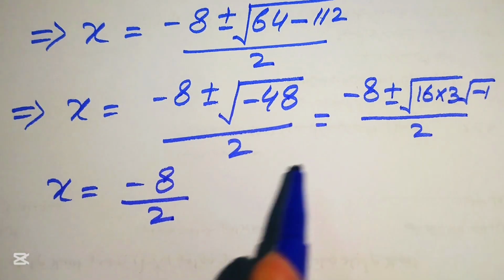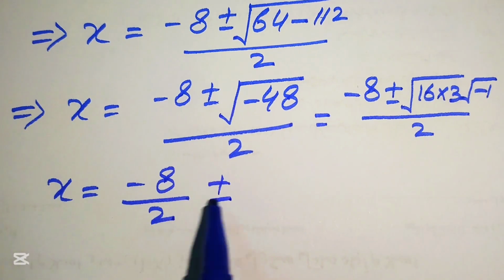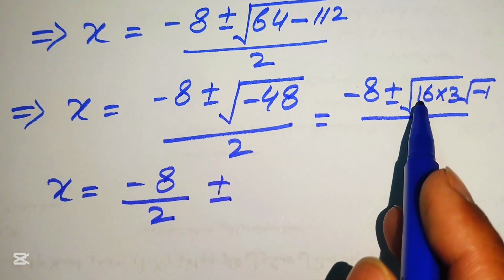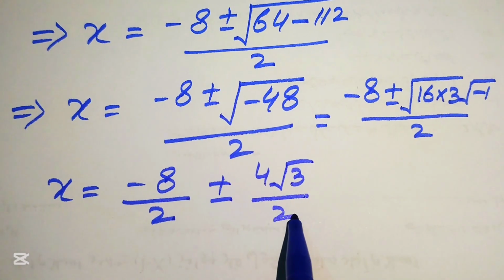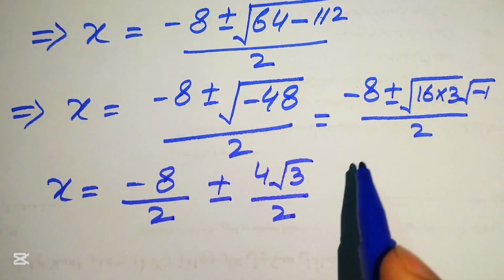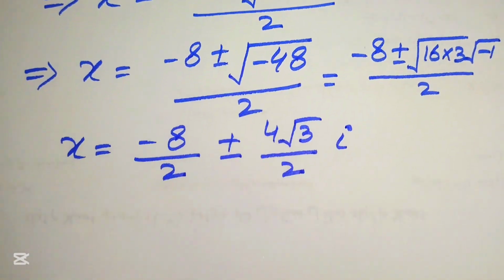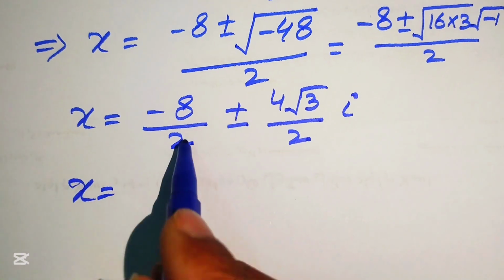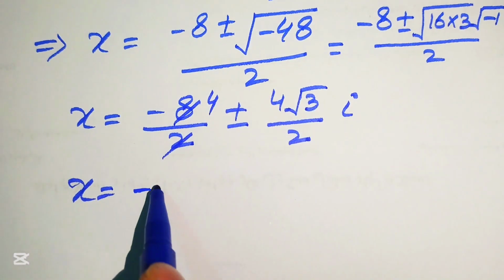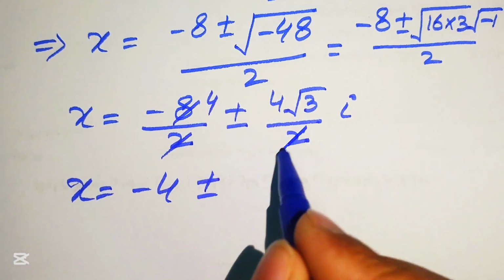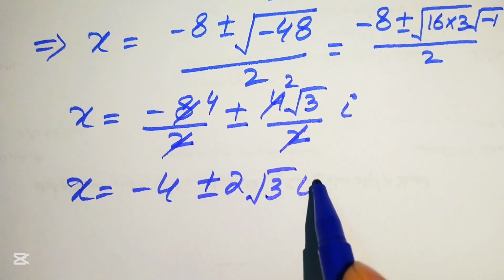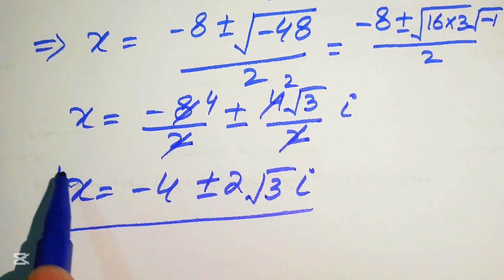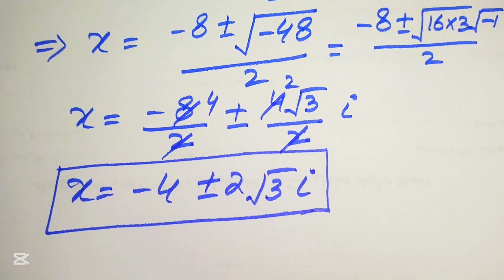Here first we can break this fraction, and it will be written as minus 8 over 2 plus minus the square root of 16, which equals 4, into square root of 3, divided by 2. And we know that the square root of minus 1 equals iota. So we cancel these terms, and you get 2 fours are 8. This is minus 4 plus minus 2 times square root of 3 into iota. These are the other two complex roots of the given equation.